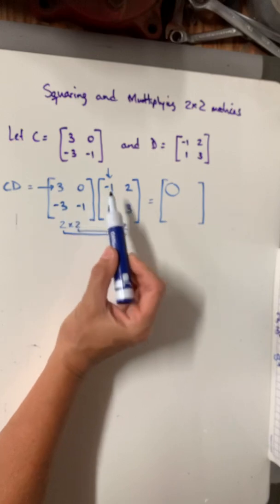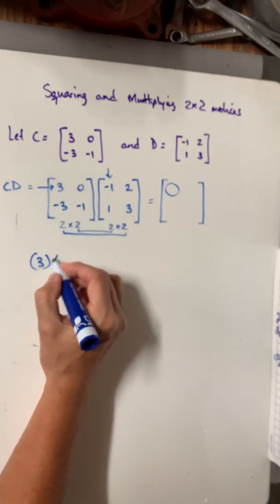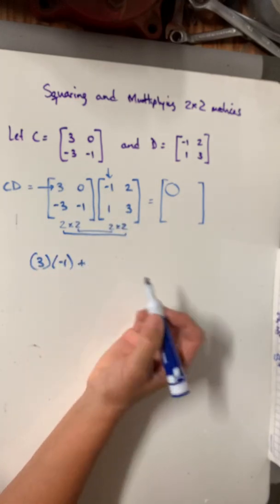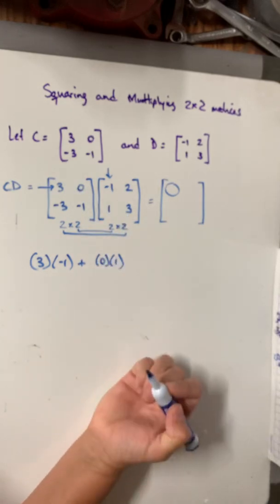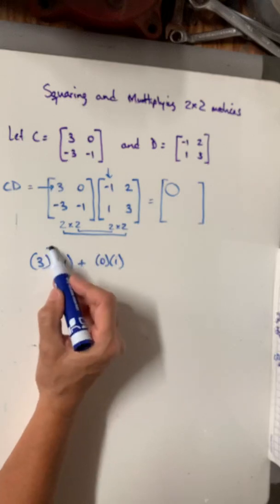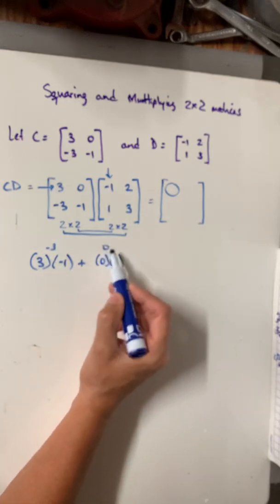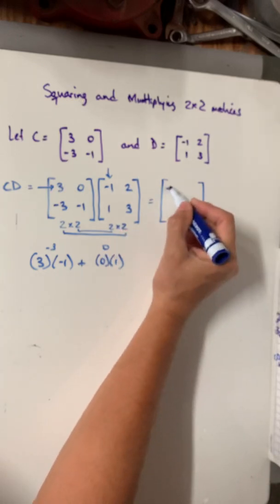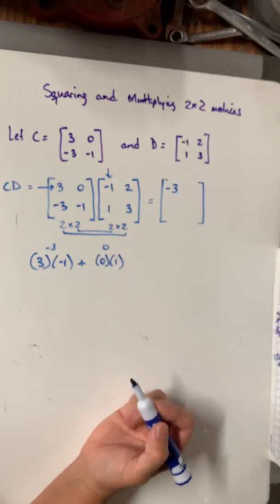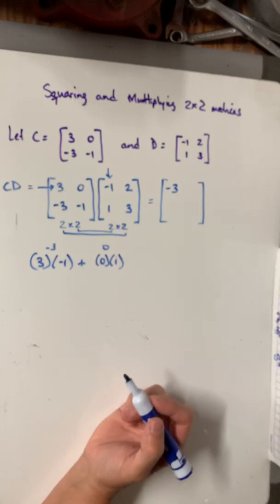So 3 times negative 1 plus 0 times 1. And so 3 times negative 1 is negative 3. 0 times 1 is 0. Negative 3 plus 0 is negative 3. So that's the answer for that first position.